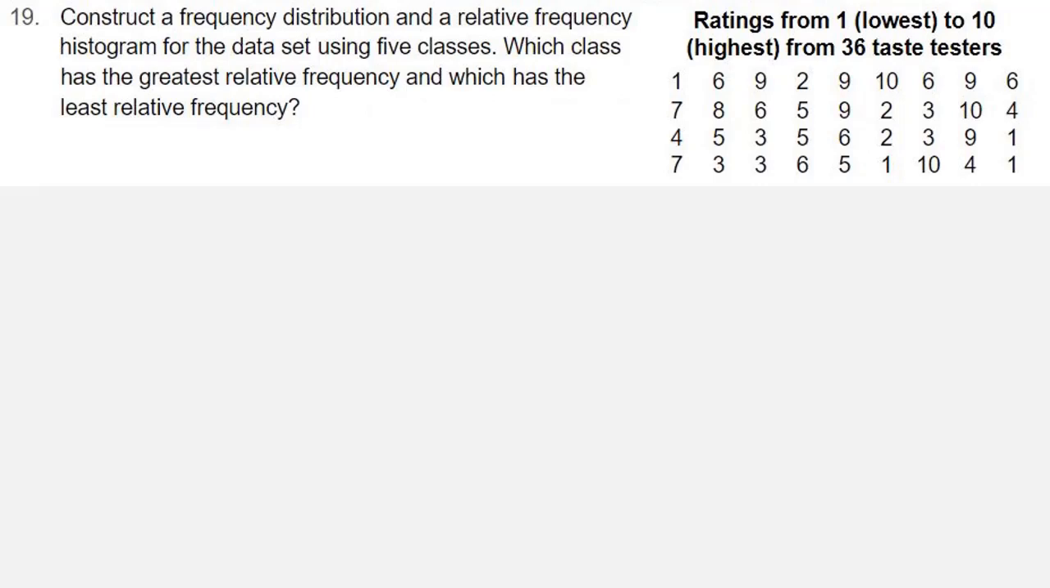So we have ratings from 1 to 10 from 36 taste testers. So that means we have 36 data values here. First thing we're going to do is find the class width. The class width, remember, is maximum minus minimum divided by the number of classes.